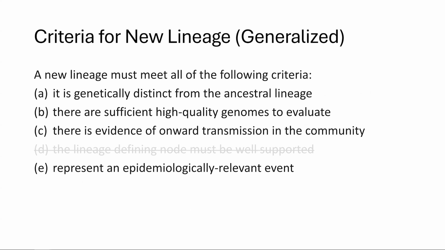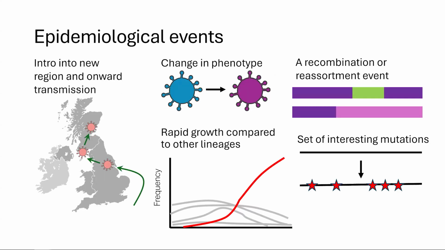So to generalize these, we would remove the thresholds. None of the thresholds will apply in all contexts for all viruses and all sequencing responses. But a new lineage should still be genetically distinct from the ancestral lineage, with sufficient high-quality genomes to evaluate, evidence of onward transmission in the community, and represent an epi event. But more generally, these epi events could be an introduction into a new region with onward transmission, a change in phenotype, rapid growth compared to other lineages, a recombination or reassortment event, or a set of interesting mutations.